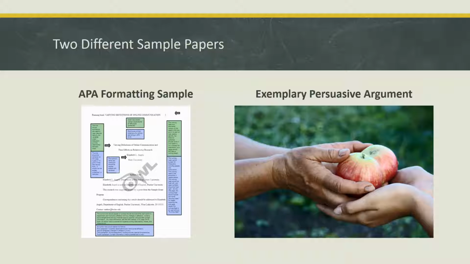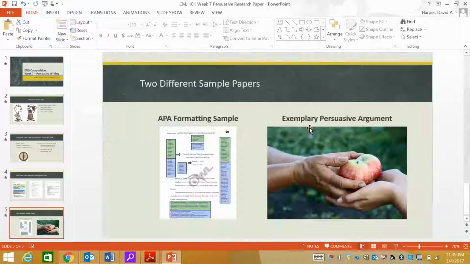However, do not make sure your paper sounds in tone like the Purdue OWL sample, because that isn't actually a persuasive paper. It's more of an annotated bibliography or a summary paper, okay, a summary of research. I did, however, provide an exemplary persuasive argument for you. This one is MLA formatted, so ignore the formatting, but it is excellent writing. Let's take a look at what I'm talking about here.